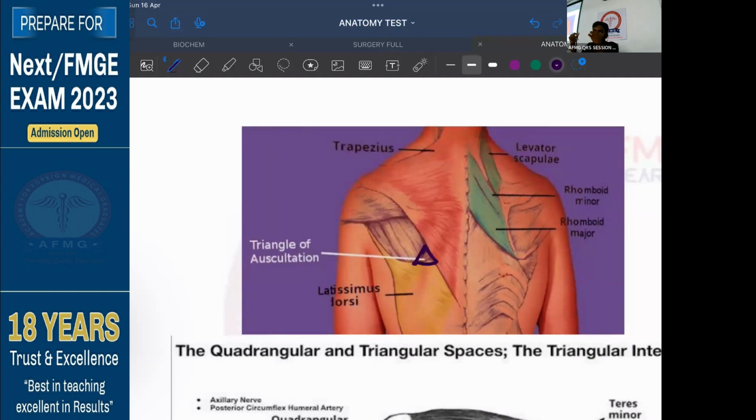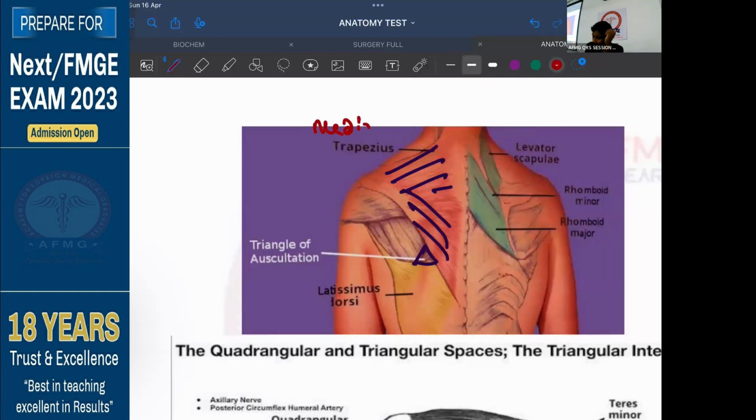Why is it called the triangle of auscultation? Because यहाँ पे कोई muscle as such present नहीं होती है. Therefore, the lung sounds will be clearly heard if you keep the diaphragm of the stethoscope right on the triangle of auscultation. If I talk about the boundaries of the triangle of auscultation, what is this muscle over here? It is the trapezius muscle. Okay, it forms the upper back of the patient. Okay, so that forms which boundary? That forms the medial boundary, right?